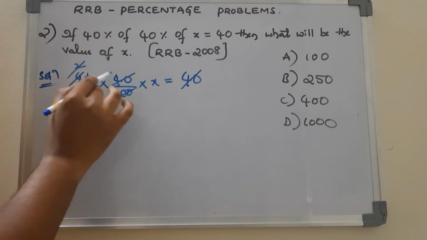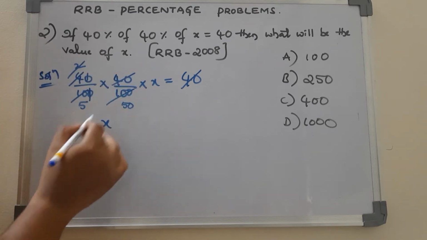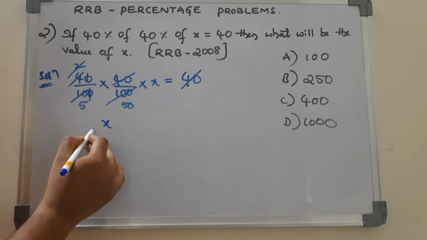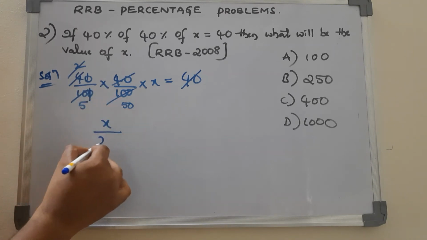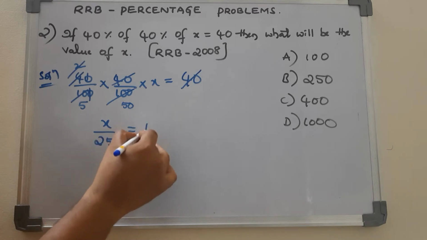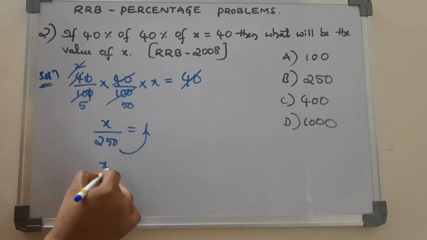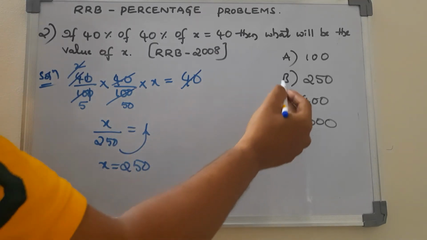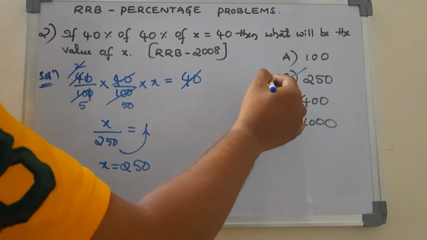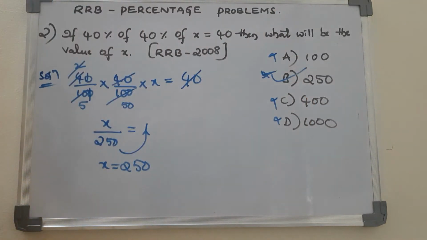Whatever we get, just write down. Here we get x, and x upon 5 into 50, that means 250, is equal to 1. Just bring down that 250 here, x is equal to 250. So the value of x is 250, B is the right answer, and the others are not the correct options.